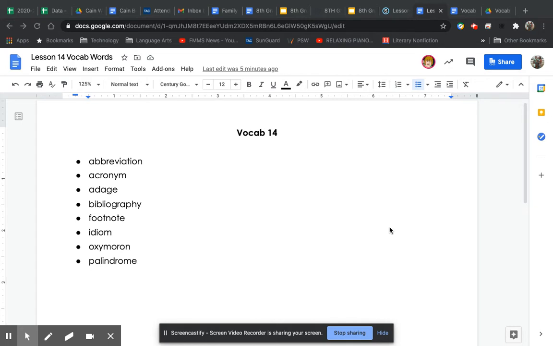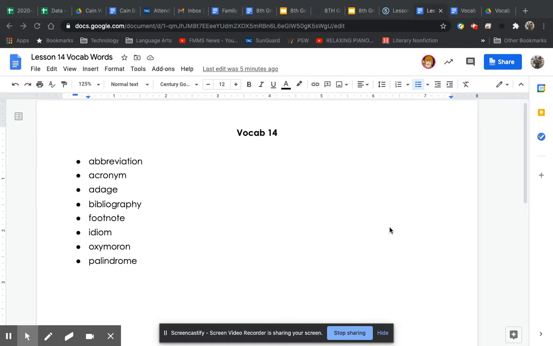Lesson 14 is one of those standalone lessons. There's no roots. It's just 8 words. So because there's no roots and it's just 8 words, we're going to have a quiz this Friday over these 8 words and other previous roots. Okay, and it will be mastery.